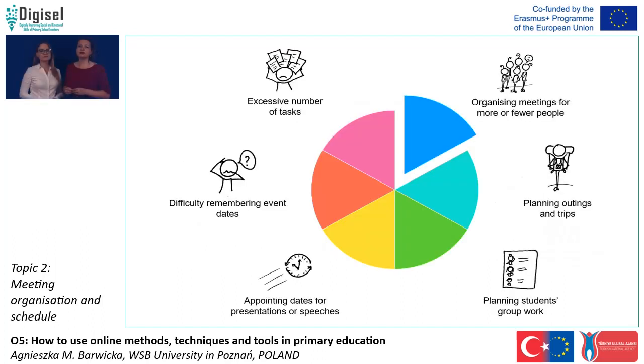When should the application be used? Organizing meetings for more or fewer people. Planning outings and trips. Planning students' group work. Appointing dates for presentations or speeches. Difficulty remembering event dates. Excessive number of tasks.